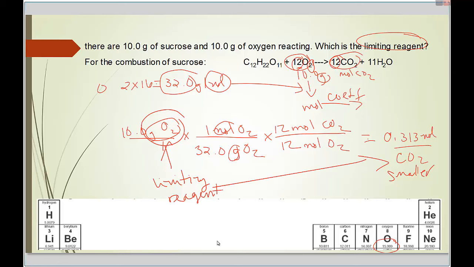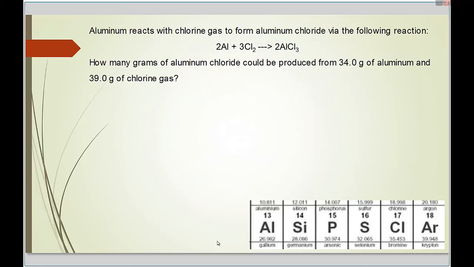Alright, let's try another one. Aluminum reacts with chlorine gas to form aluminum chloride via the following reaction: 2Al plus 3Cl2 yields 2AlCl3. How many grams of aluminum chloride, so I'm looking for the grams of aluminum chloride, are produced from 34.0 grams of aluminum and 39.0 grams of chlorine gas.